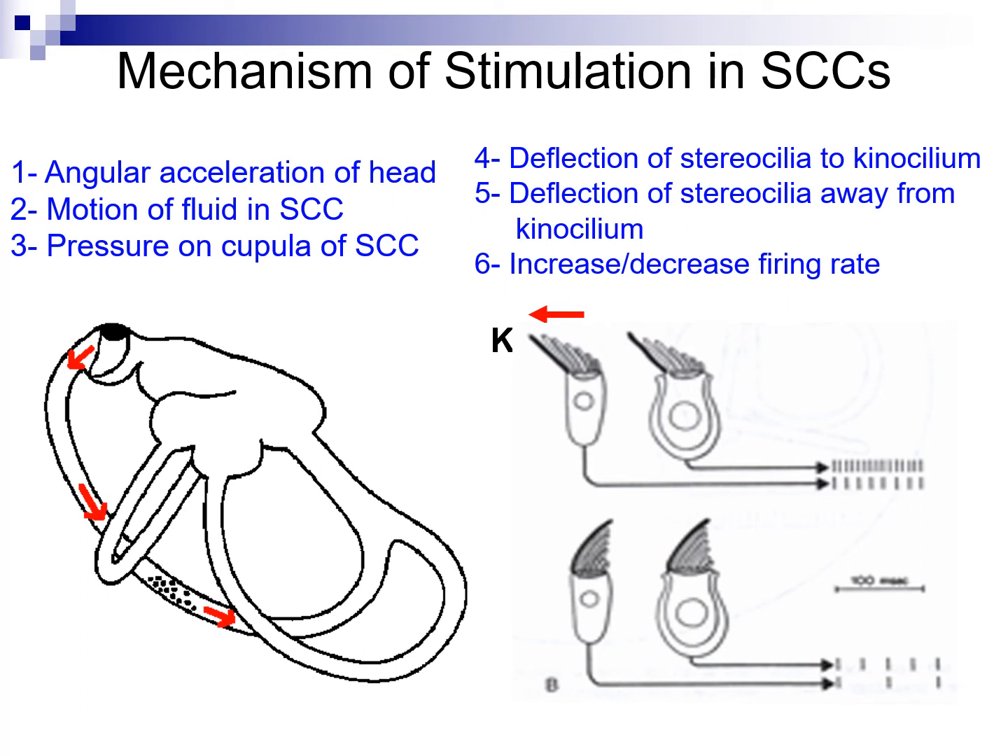With angular head movement, there is movement of fluid inside the semicircular canal. If it's away, then the stereocilia will move away from the kinocilium, and this will cause inhibition. While if in the other direction, the stereocilia will move towards the kinocilium, and this will cause stimulation.